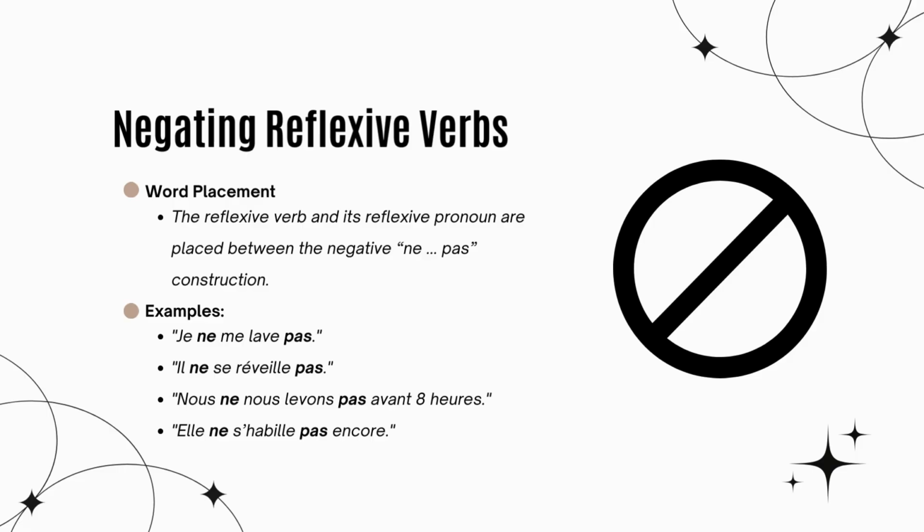Try reading the following examples out loud with me to remember this sequence. Il ne se réveille pas. Nous ne nous levons pas avant 8 heures. This one was a bit complicated, so let's do it again. Nous ne nous levons pas avant 8 heures. Good job. Elle ne s'habille pas encore.